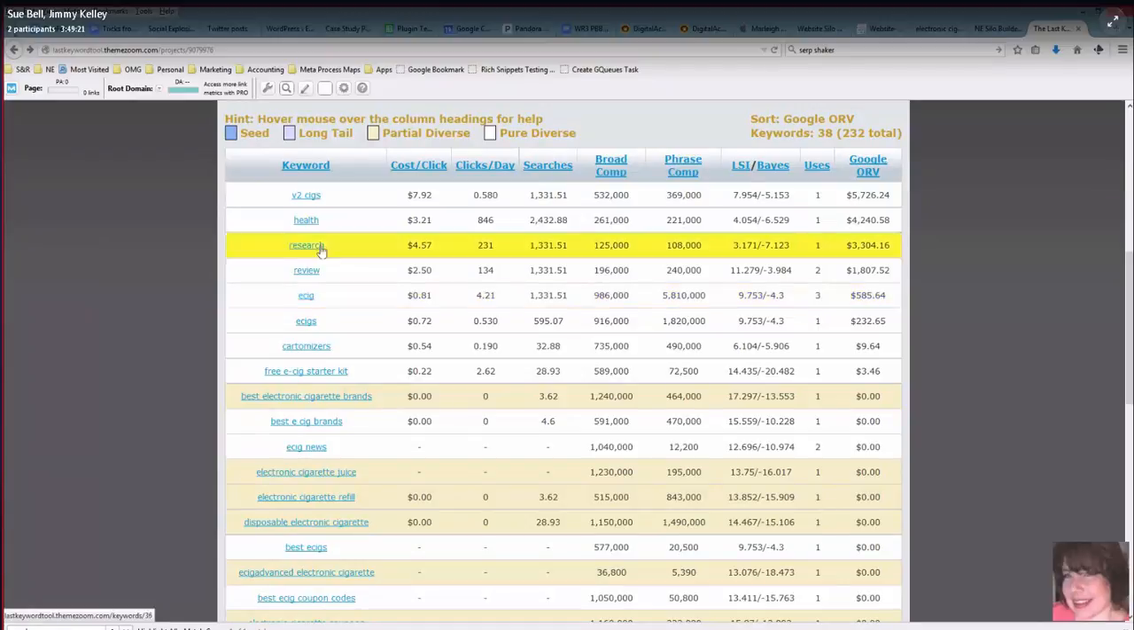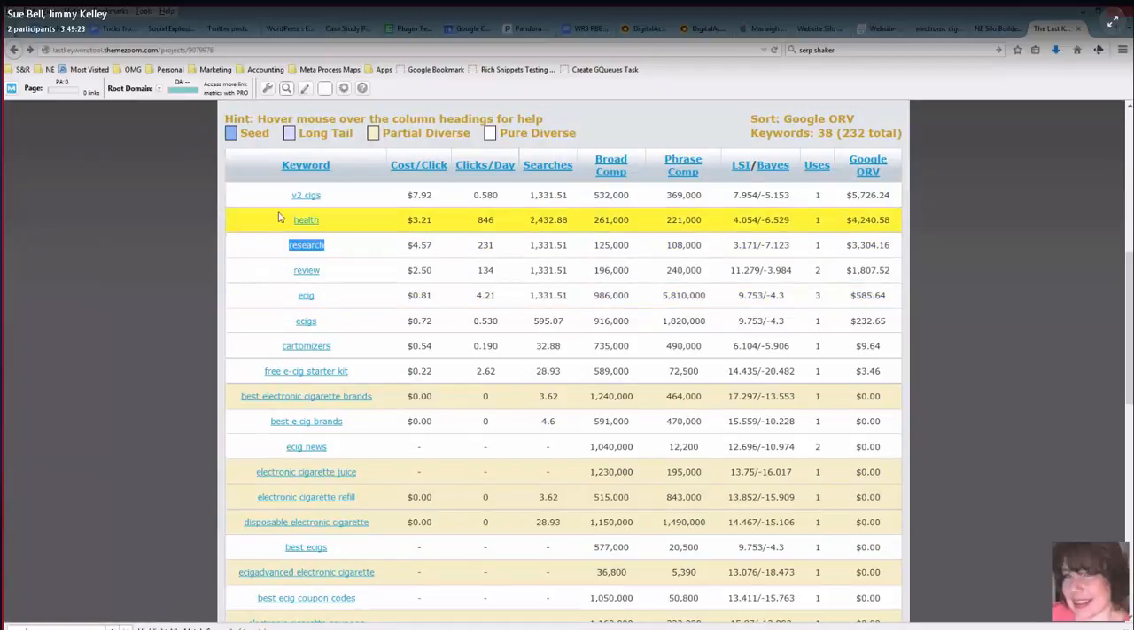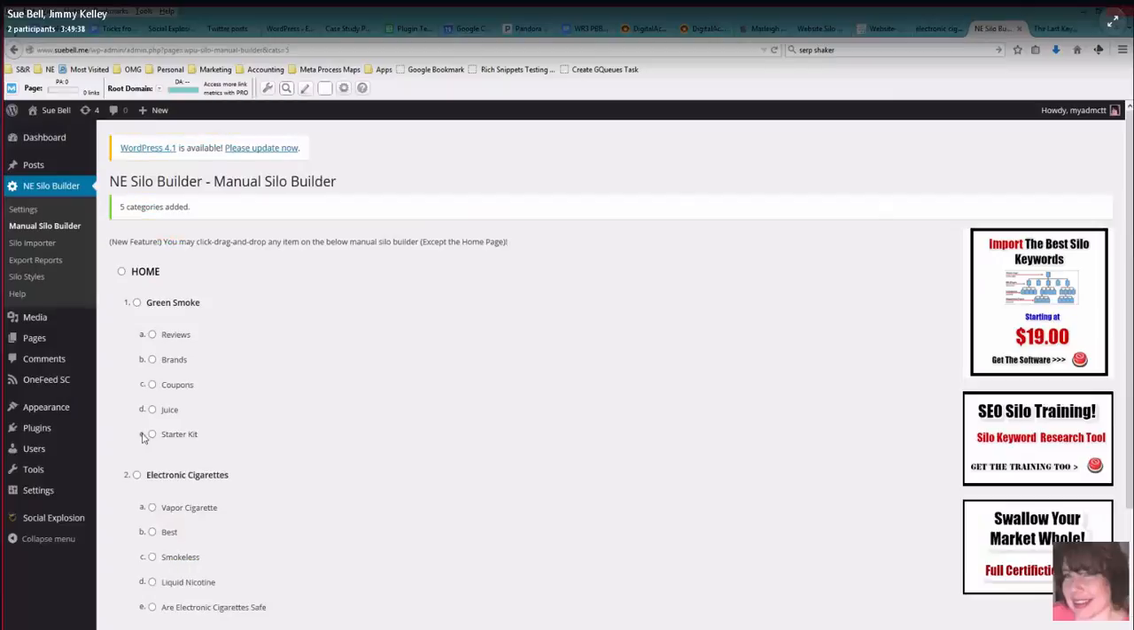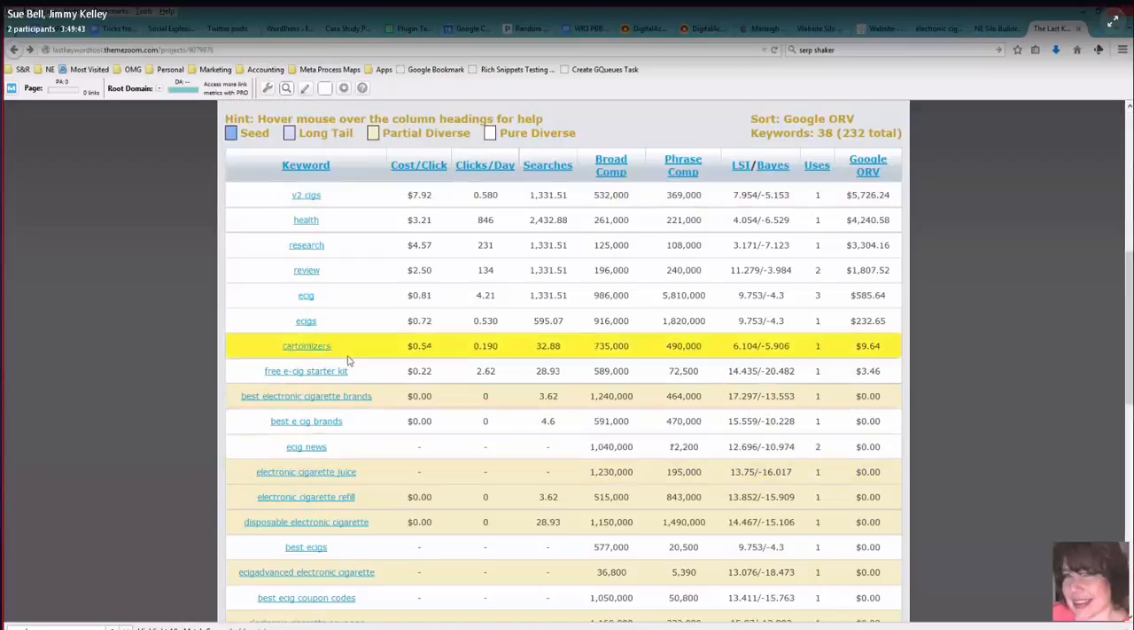Research, review, e-cig. Now research, I can't see research being a really good term that actually would support the concept of the brand. Could be, but I'd have to get creative about it. And the starter kit, was that a term that we used? Yeah, it was. So you can start to see how these keywords kind of pop up when you look at it like that. News, juice, refill. Refill is a term that I don't think we picked up, but it would be a good one.